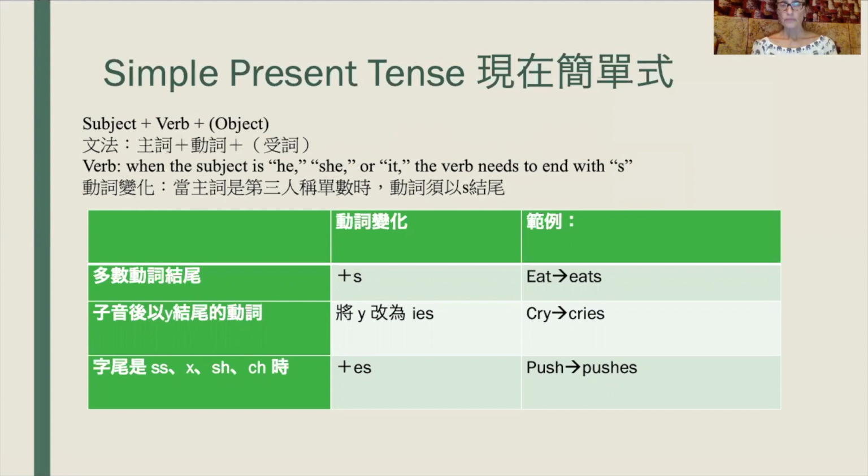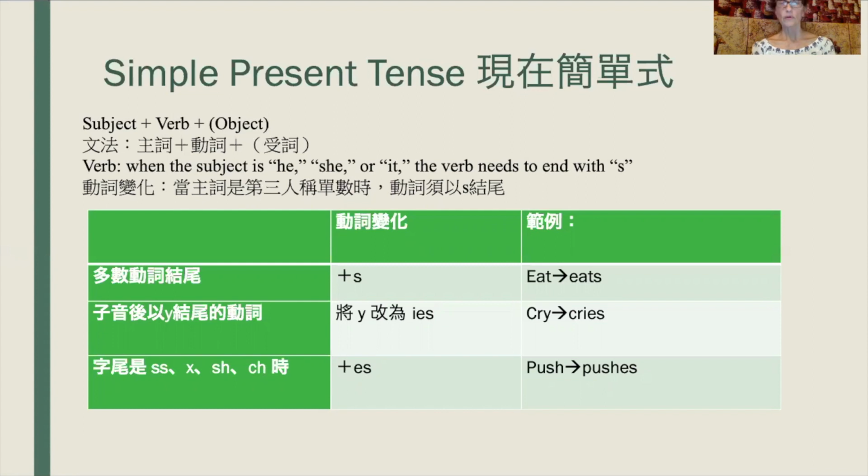So what the table here is showing you is how the simple present tense changes depending on who the subject is.